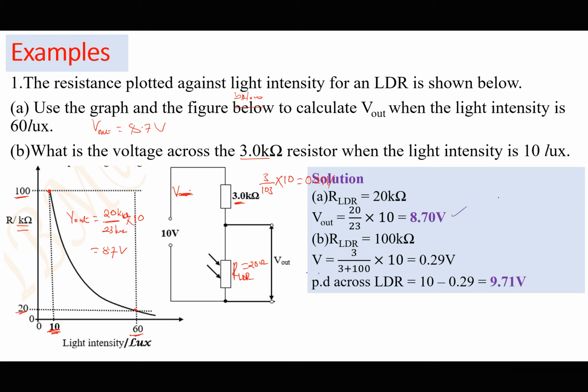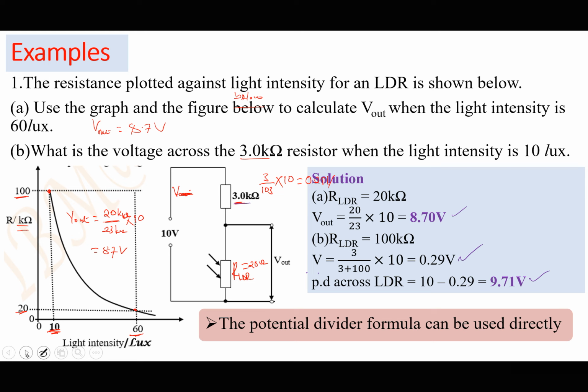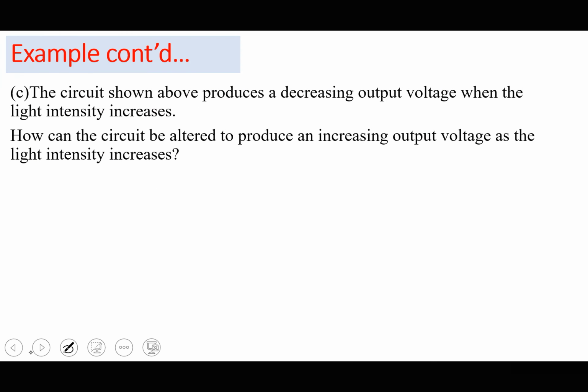So I think I've got 8.7 for V out, and then the PD across 3 kilo ohms, I go to 0.29. If I wanted the PD across the LDR in the second case, it would be 9.71. So the potential divider formula could also be used as I have used it here directly to get 8.7. You could still use it directly every time you want. Okay, example. Let's continue this example.